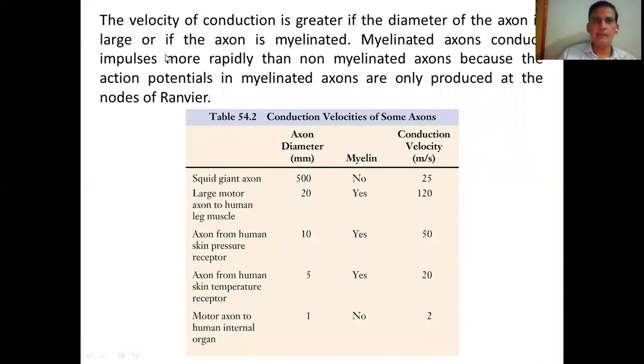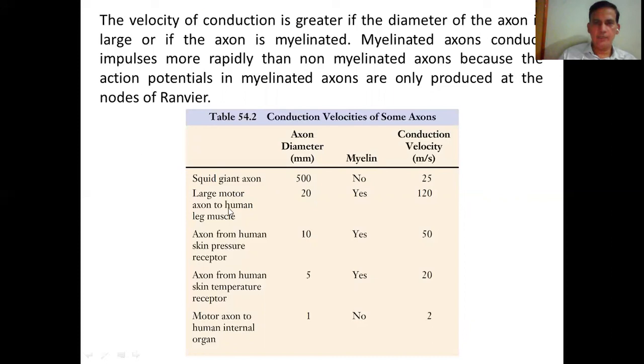Also, the velocity of conduction is greater if the diameter of the axon is large, or if the axon is myelinated. Myelinated axons conduct impulses more rapidly than non-myelinated ones, because the action potential is only produced at the node of Ranvier. So a huge distance is just jumped in the case of the myelinated one.